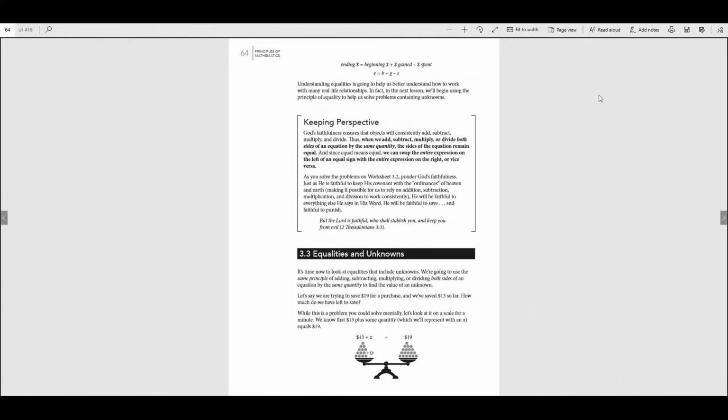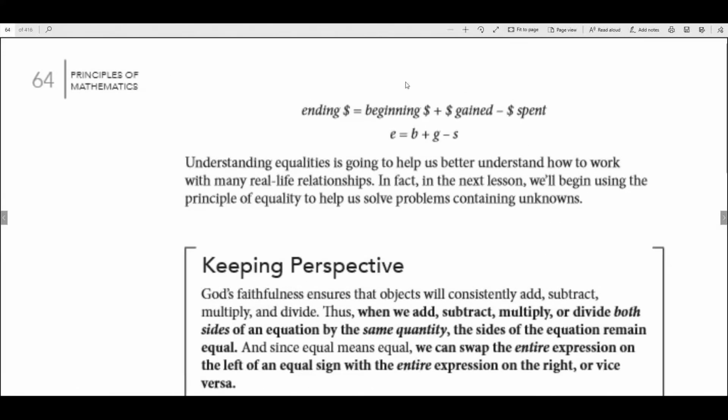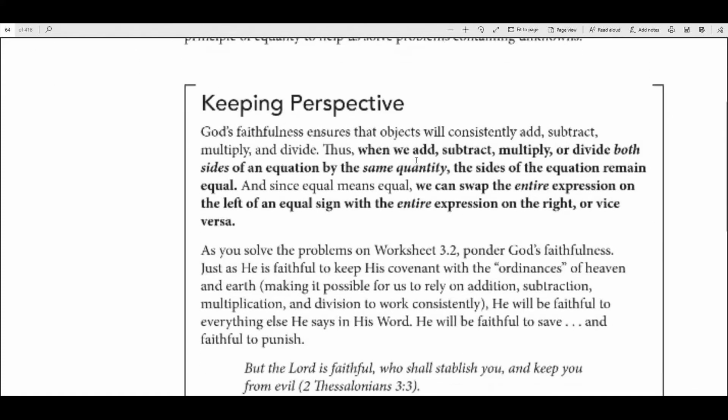Okay, next page. So your ending money would equal the beginning money plus money gained minus money spent. And then you could use letters to represent that to make it even easier. Now, understanding equalities is going to help us better understand how to work with many real-life relationships. In fact, in the next lesson, we'll begin using the principle of equality to help us solve problems containing unknowns.